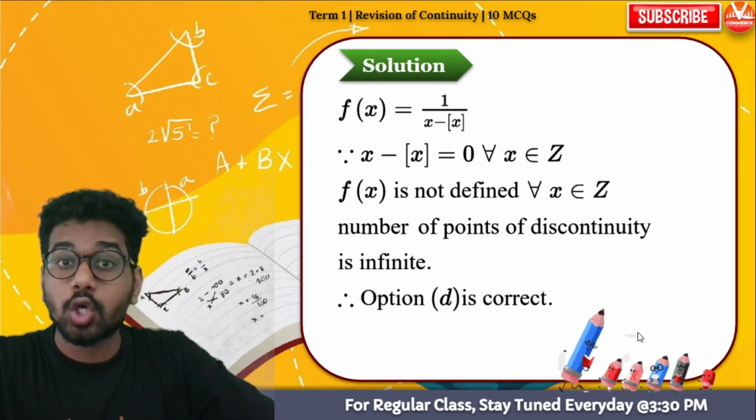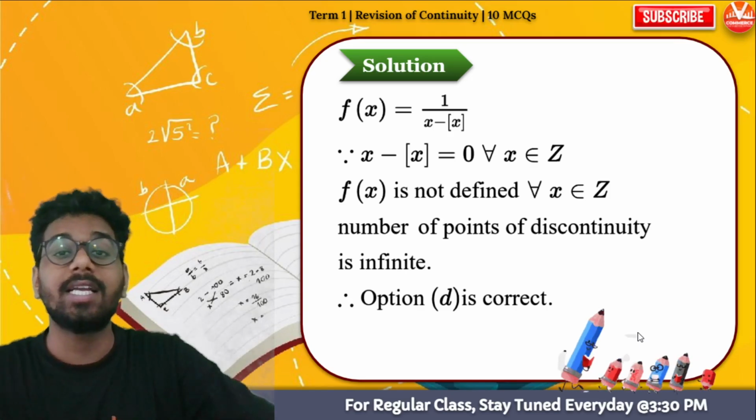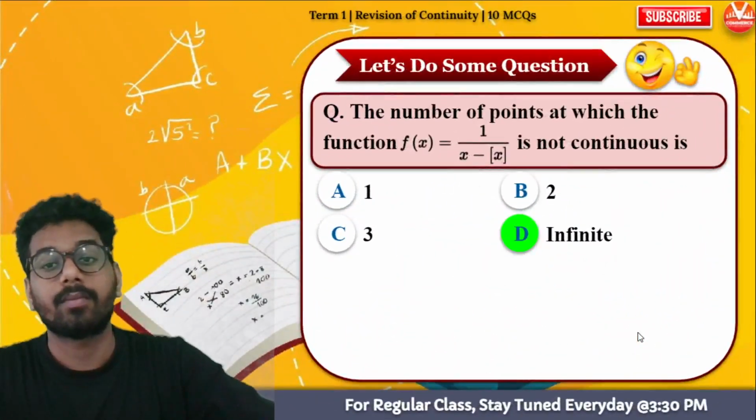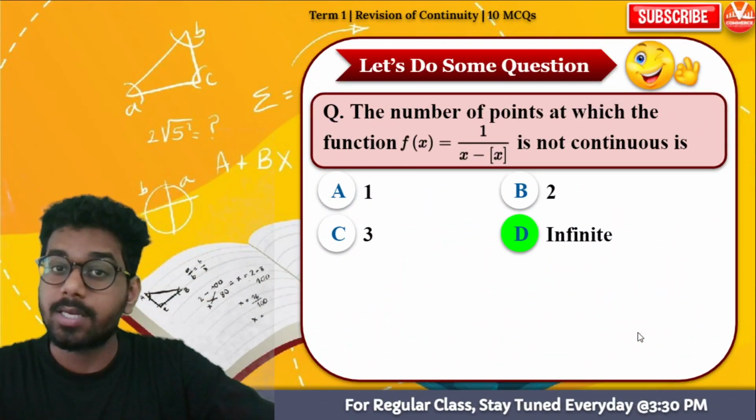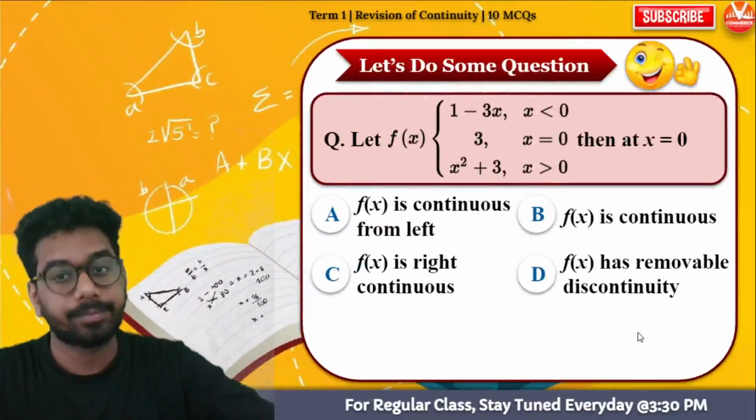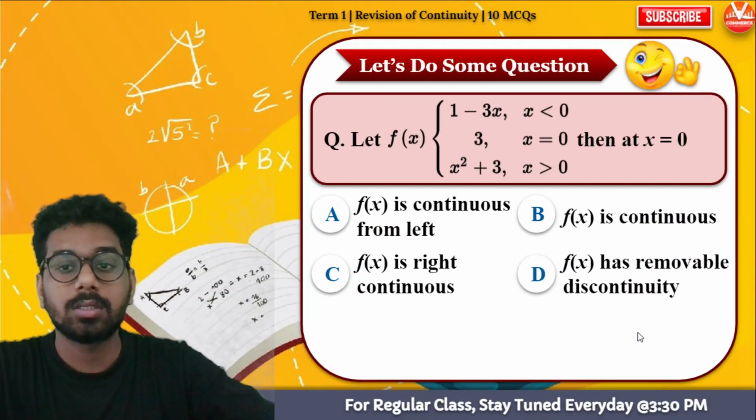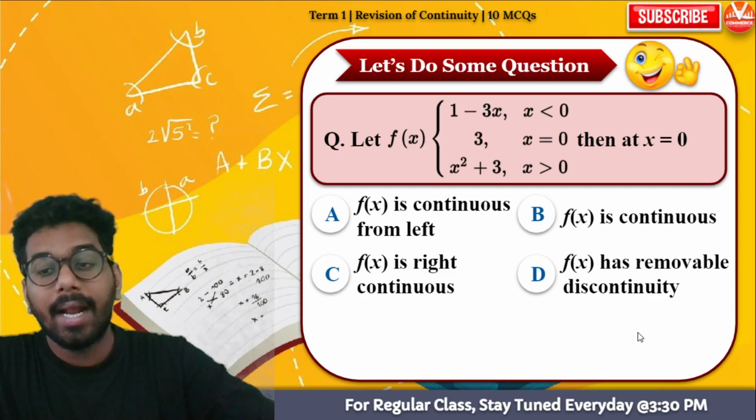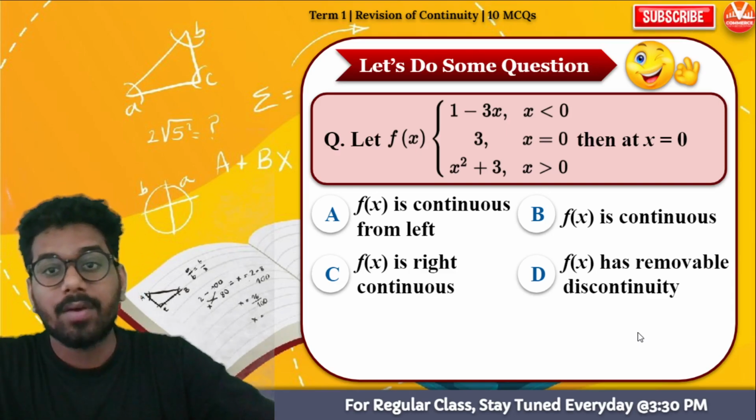So the number of points of discontinuity is infinite. At every integer you will have a discontinuity. Next question. Now, at x equal to 0, we will check whether it's continuous or not.